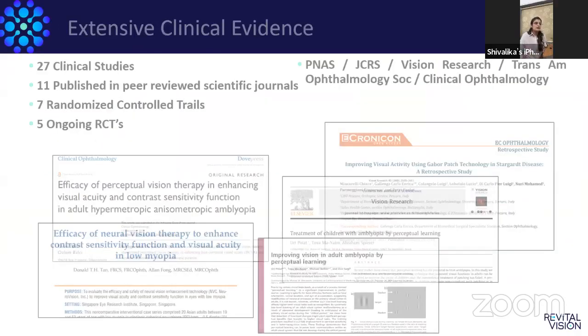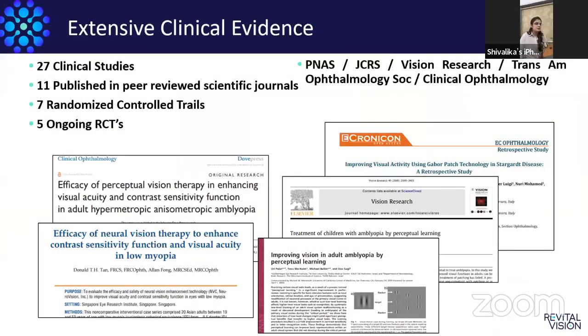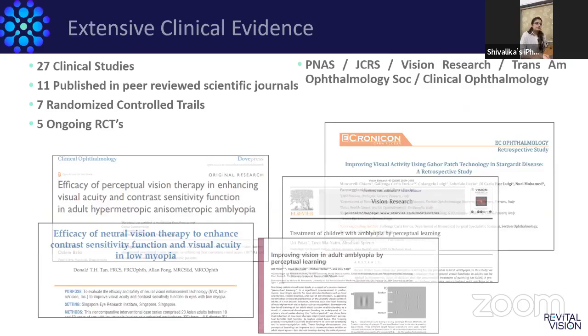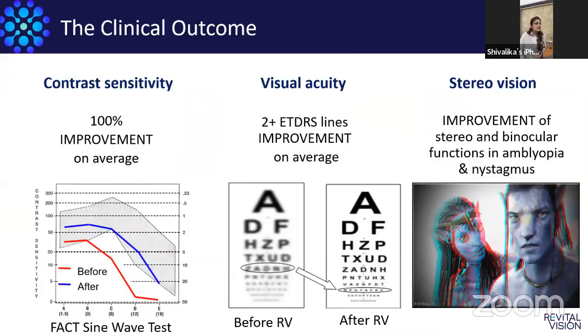We have a very extensive clinical evidence-based technology presented in front of you. We have a total of 27 clinical studies, 11 published in peer-reviewed scientific journals, out of which 7 are randomized controlled trials. So whatever improvement the patient would ask you to expect is based on very extensive clinical evidence. And I will be talking about this clinical evidence, giving you a very detailed version of it.